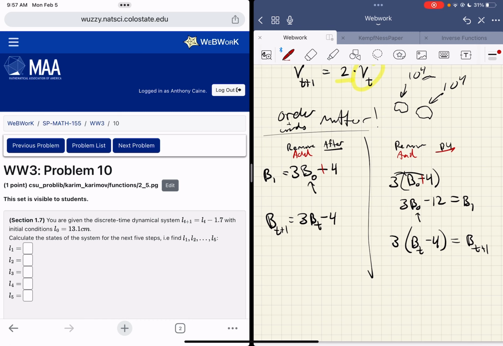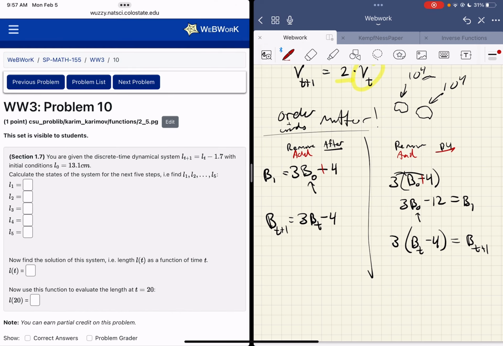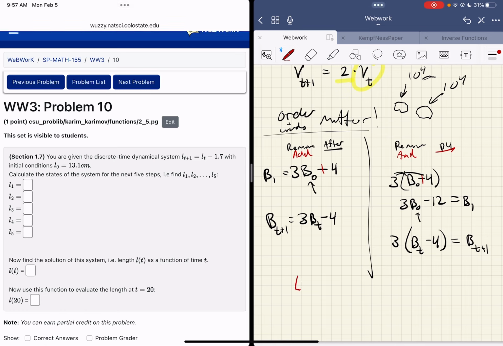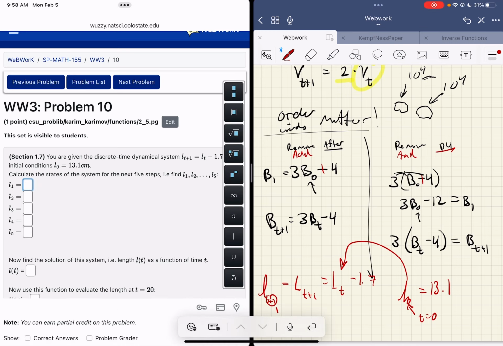All right, so this is just making sure we can use an updating function. An updating function is that equation on the first line that says L sub t plus 1 is equal to L sub t minus 1.7. So the fact that L0 is 13.1, well, look, that's t equals 0, and if I plug that in, then the result is going to be L sub 0 plus 1, better known as 1. So to get L1, which is what this is asking for, I need to do L0 minus 1.7.